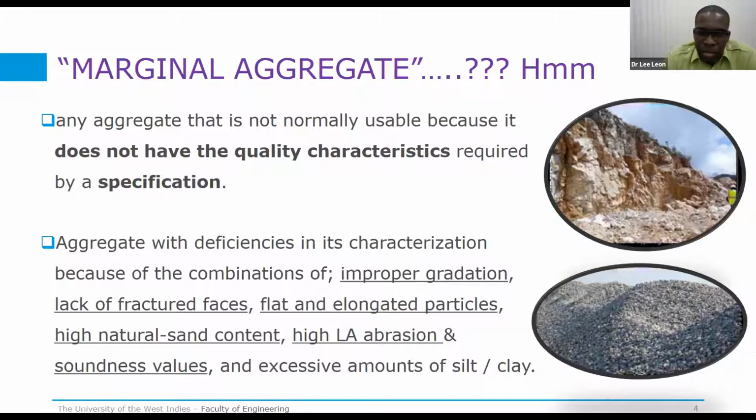Now, just to show how marginal aggregates are really dependent on a spec. For example, we have an aggregate that meets the requirement of 80% CBR for the base course, which we consider very good given the basic requirements for base courses. However, a new specification or a new contract comes out and they require 90% CBR. So automatically, your aggregates which were considered good quality have now become marginal. So marginal is really dependent on the specification the aggregate is being measured against.